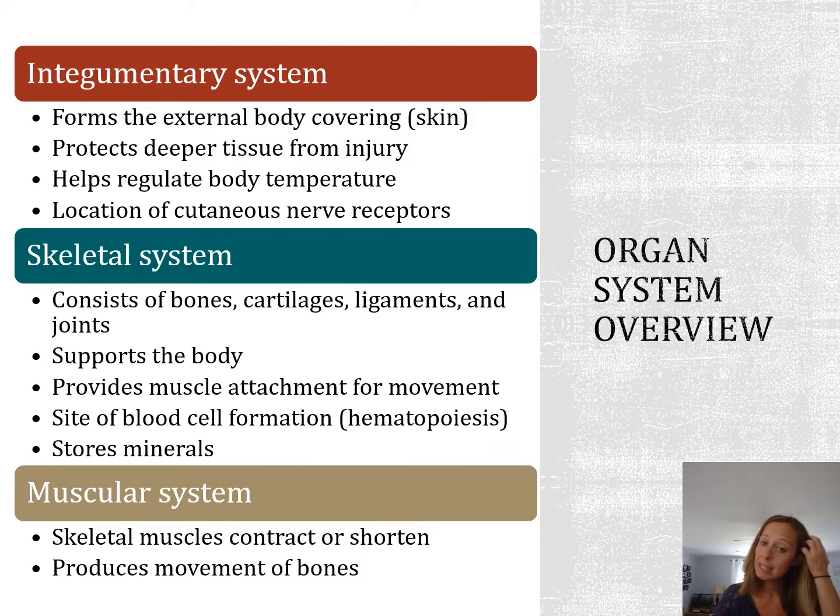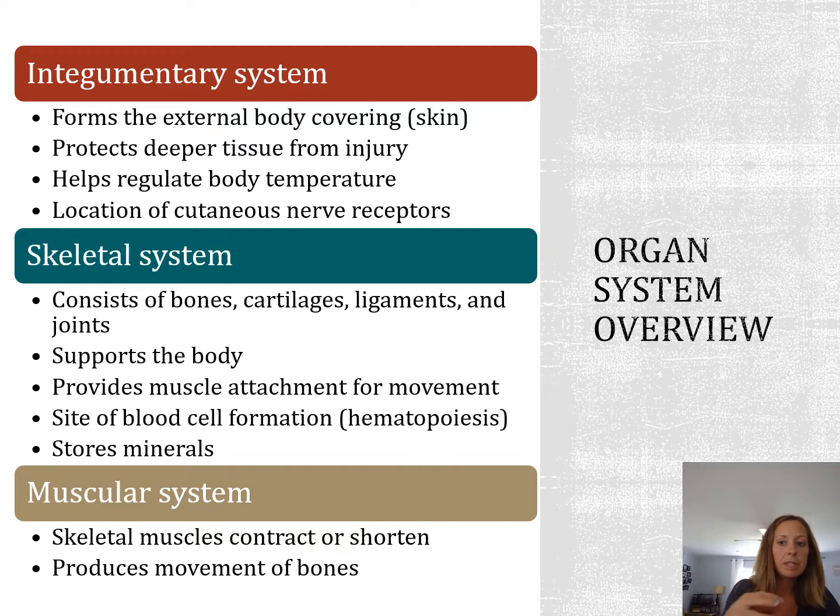After skin, skeletal system. This consists of bones, cartilage, ligaments, joints. All right. This supports and protects our body. It provides the site for muscle attachment, so it allows us to move. If our muscles had nothing to pull on, then we couldn't move. It's going to allow for blood cell formation, hematopoiesis, and it stores minerals. Think of things like calcium.